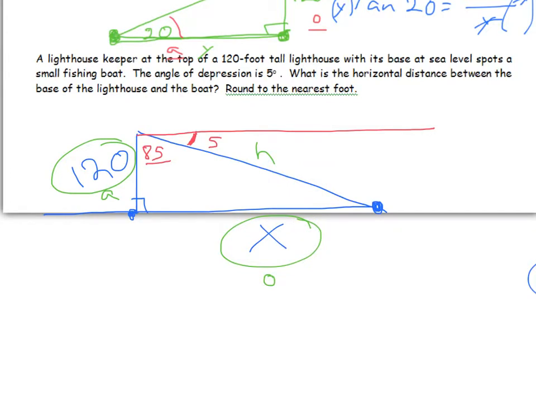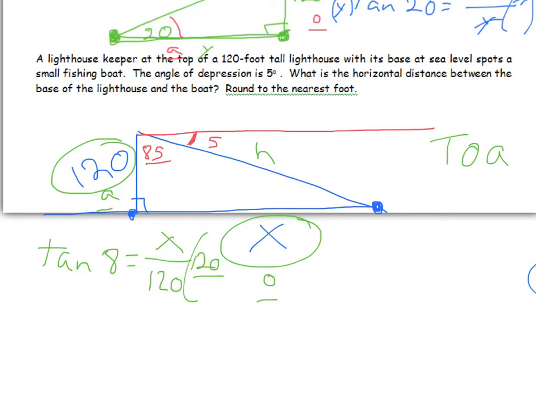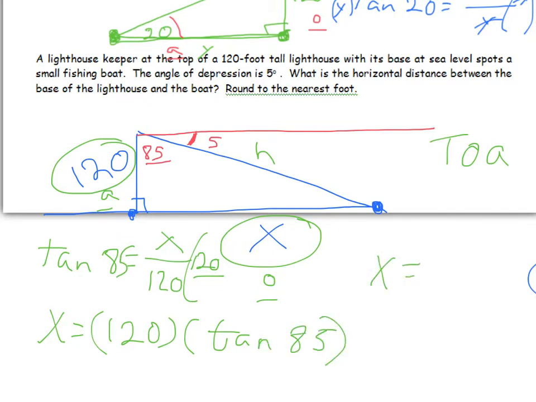So what we're going to do is use adjacent and opposite, which again is TOA, opposite over adjacent. So the tangent of 85 equals opposite x over adjacent 120. Multiply both sides by 120 to solve. We end up with x equaling 120 times tangent 85. When we solve for x, we find that x, rounded to the nearest whole number, is 1,372 feet.